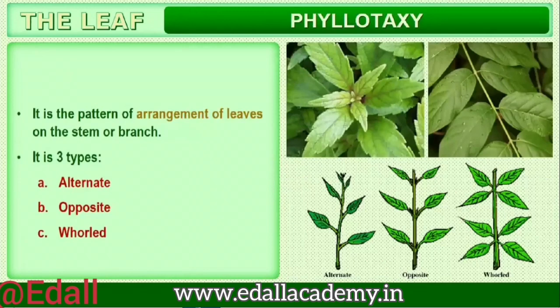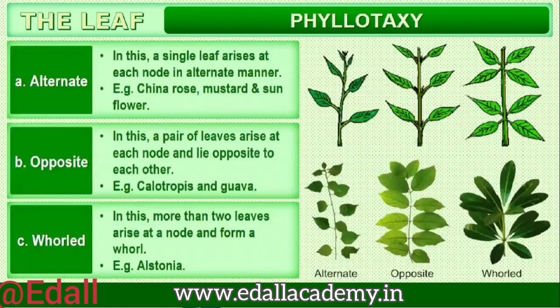5.3.3 Phyllotaxy. Phyllotaxy is the pattern of arrangement of leaves on the stem or branch. This is usually of three types: alternate, opposite and whorled. In alternate type of phyllotaxy, a single leaf arises at each node in alternate manner, as in China rose, mustard and sunflower plants. In opposite type, a pair of leaves arise at each node and lie opposite to each other, as in calotropis and guava plants. If more than two leaves arise at a node and form a whorl, it is called whorled, as in Alstonia.